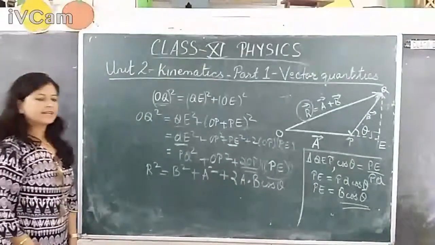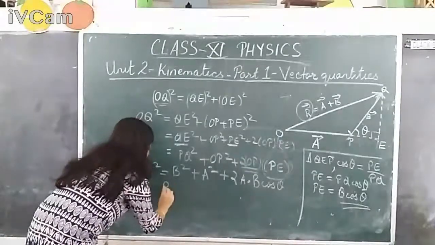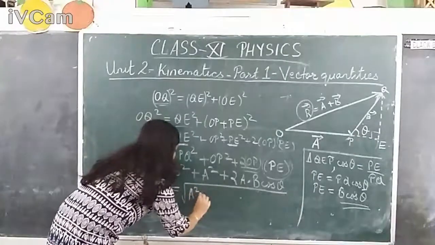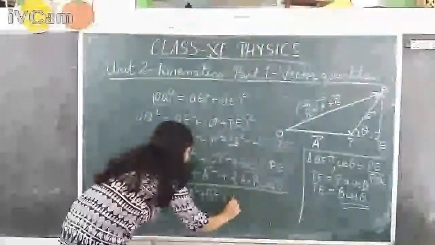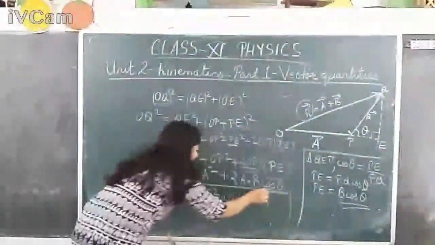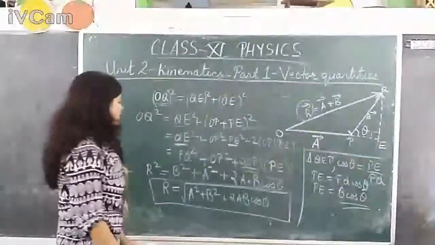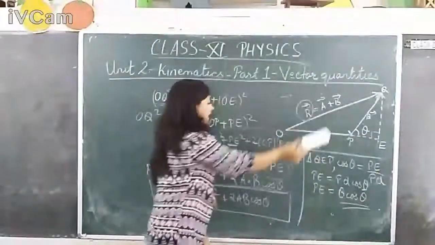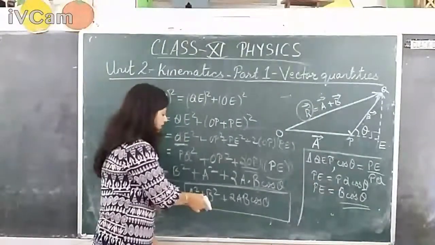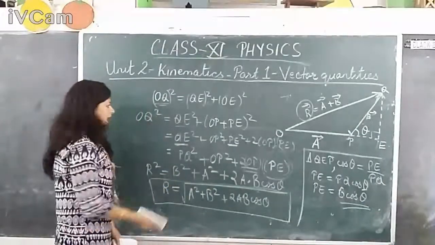So we have just deduced an expression for the square of the magnitude of the resultant vector. If you just want the magnitude, take the root of it and rearrange the terms. I can write it as R equals the square root of A square plus B square plus 2AB cos theta. Now this is the magnitude of the resultant vector, following the triangle law of vector addition. You know the value of A, the value of B, and the value of theta, so you can easily find the value for R.